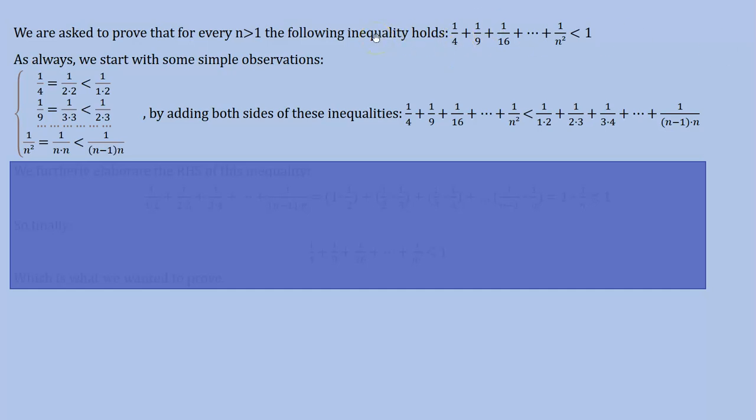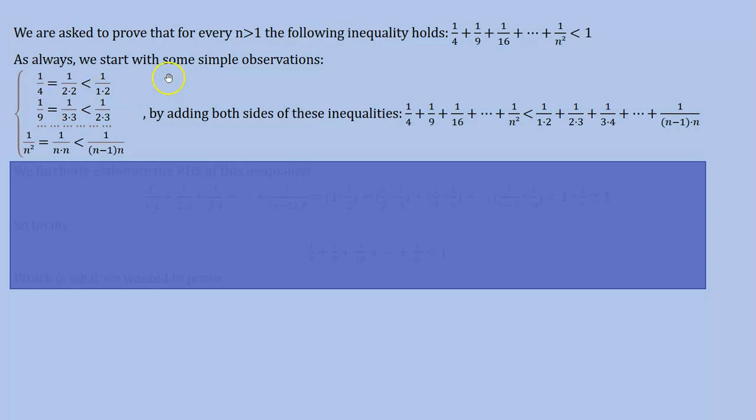Now, in order to solve this problem, we start, as always, by making some simple observation. The terms of this left-hand side of the inequality can be expressed in another way. So 1 divided by 4 is equal to 1 divided by 2 times 2, but this expression over here is smaller than 1 divided by 1 times 2, because 2 is greater than 1.